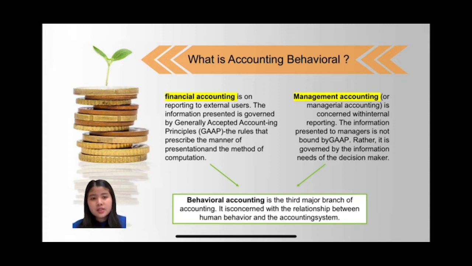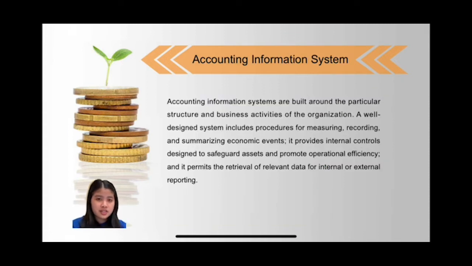And then in this subtopic, we also have to know what an accounting information system is. I think for us this is not unfamiliar because we already had a subject in our previous semester about accounting information systems, right? As the definition on the slide says, accounting information systems are built around the particular structure and business activities of the organization. A well-designed system includes procedures for measuring, recording, and summarizing events. It provides internal control designed to safeguard assets and promote operational efficiency, and it permits the retrieval of relevant data for internal or external reporting.